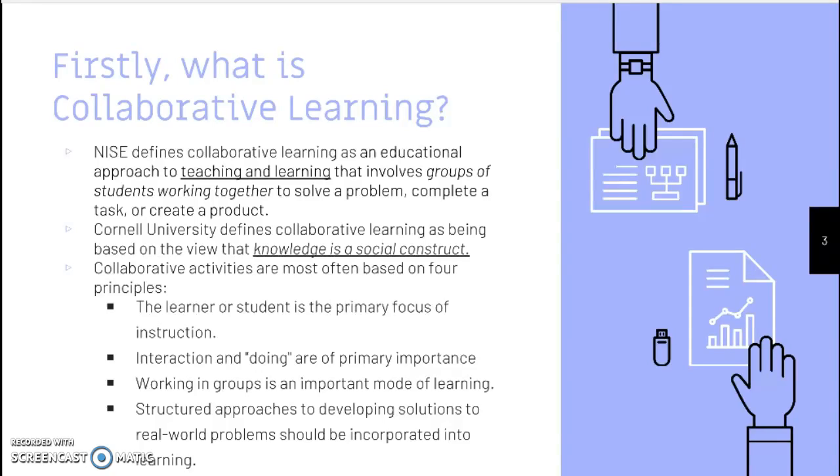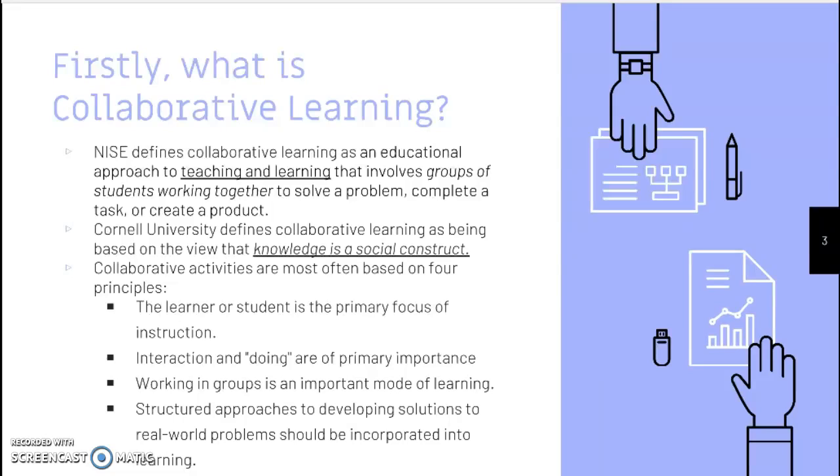Collaborative activities are most often based on 4 principles. Number 1, the learner or student is the primary focus of instruction, not the teacher. Number 2, interaction and doing are of primary importance. The students need to be interacting with the material. They need to be doing something with it, not just taking it in, but doing something once they have it. Number 3, working in groups is an important mode of learning. And number 4, structured approaches to developing solutions to real-world problems should be incorporated into learning.